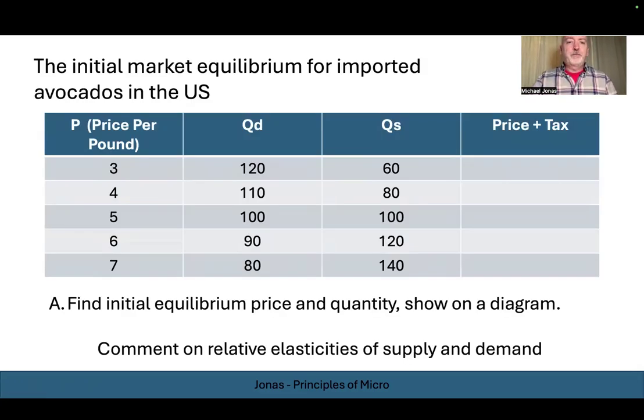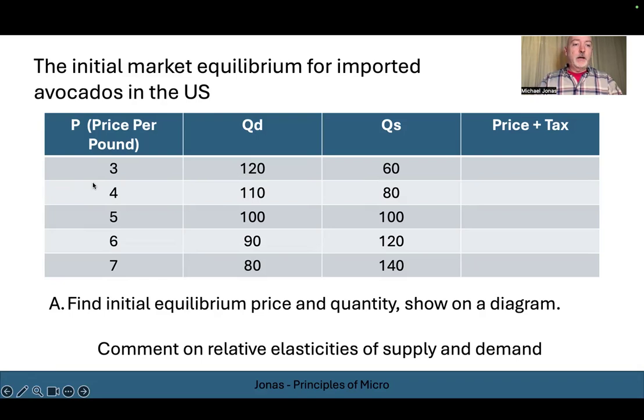So the scenario doesn't really matter for the purposes of how this all shakes out, but a fairly realistic case here. So we're looking at the market for avocados in the US, specifically imported avocados. So the tax that we're imagining being imposed here would actually represent a tariff on imported goods. And we have our initial situation here.